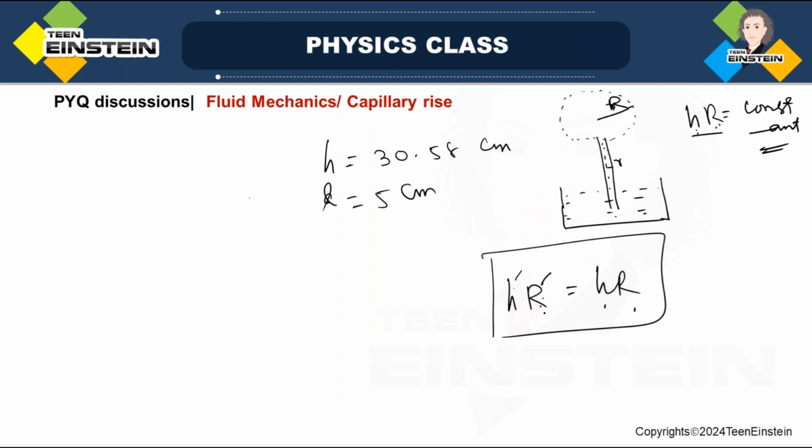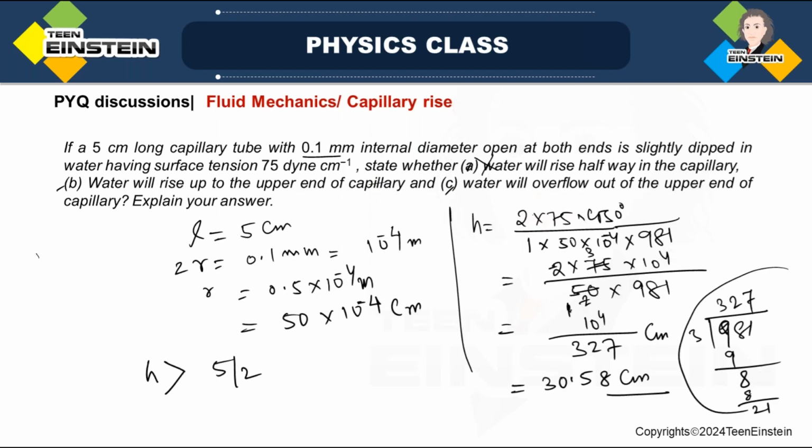So these things are explained one by one. See, it will not rise up to half because it is much more than half. H is 30 centimeter or nearly 31. Here the length is actually 5. So it is 5 by 2, much larger than 5 by 2.